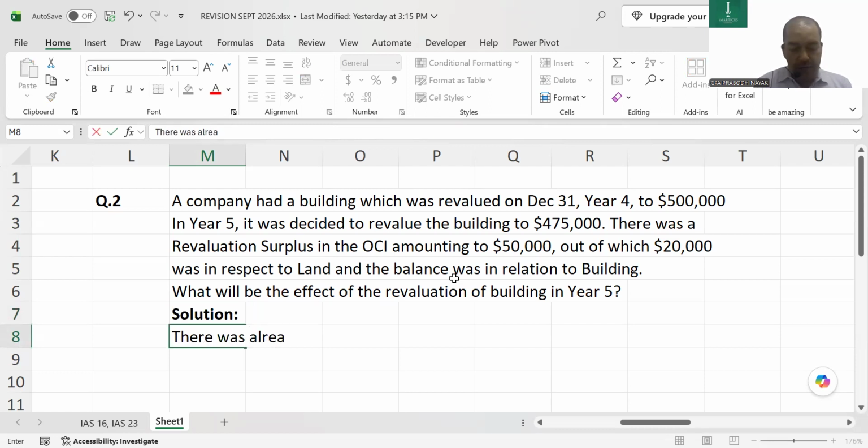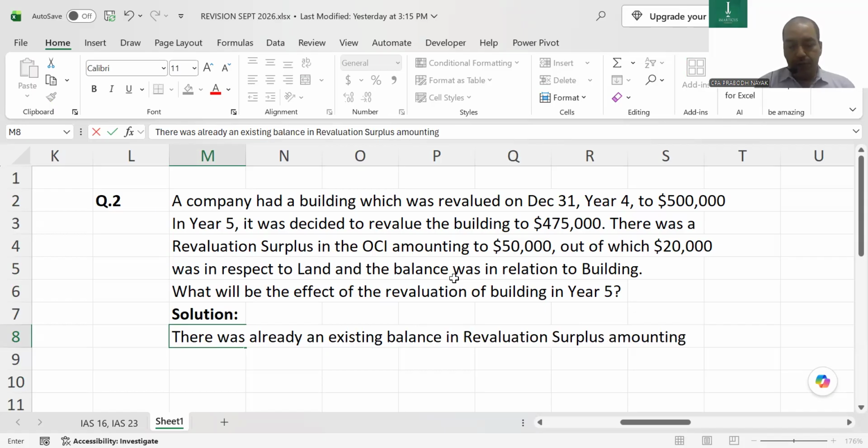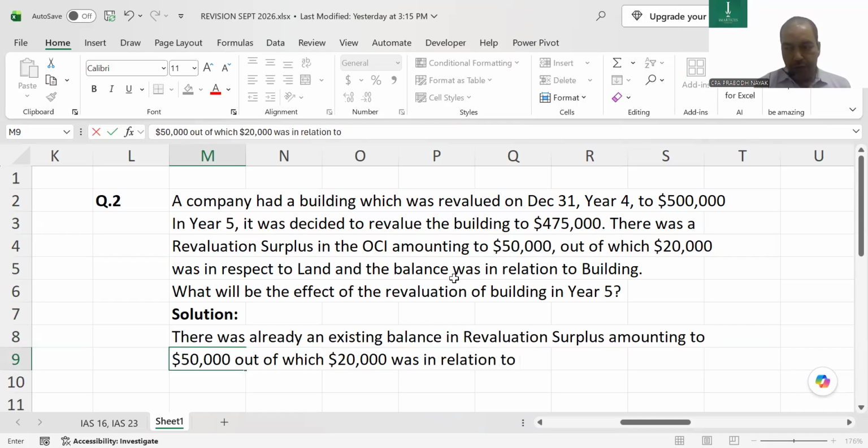There was already an existing balance in revaluation surplus. In the revaluation surplus amounting to $50,000, out of which $20,000 was in relation to land.